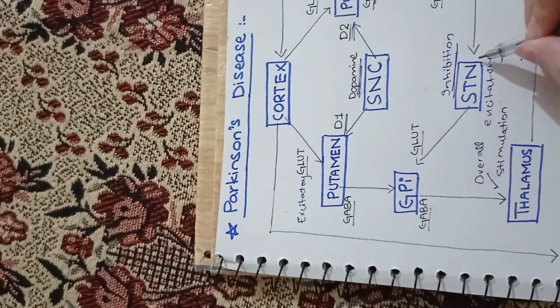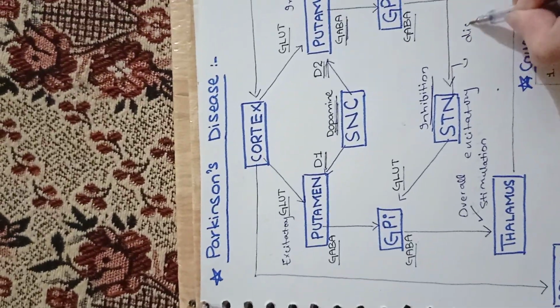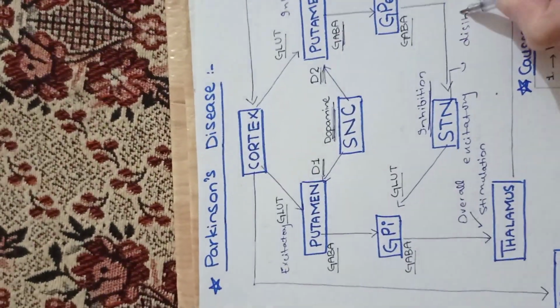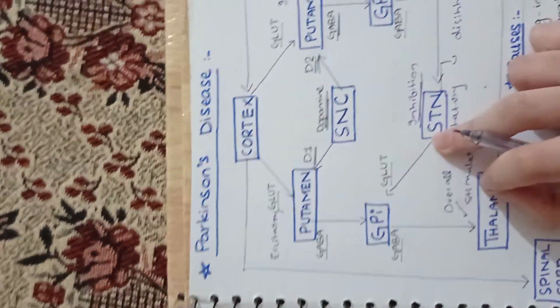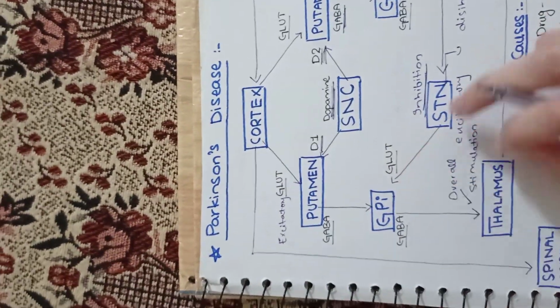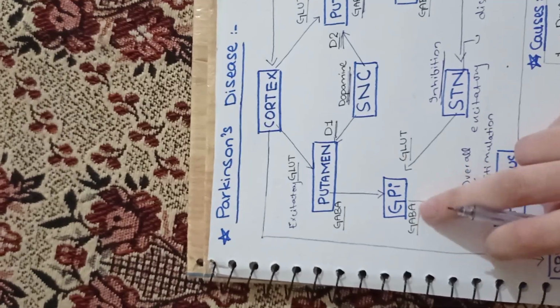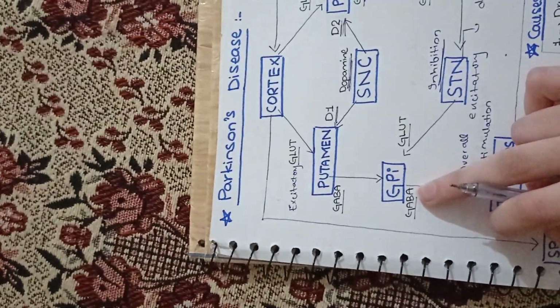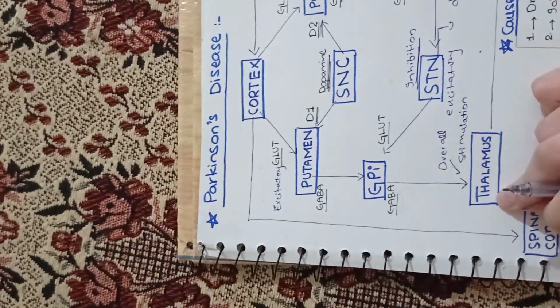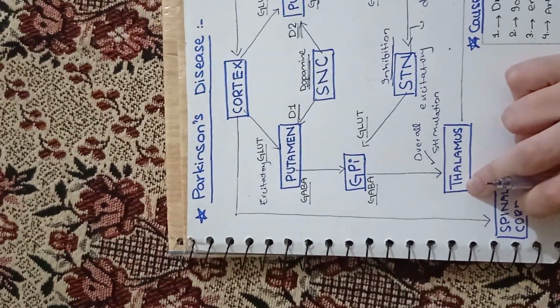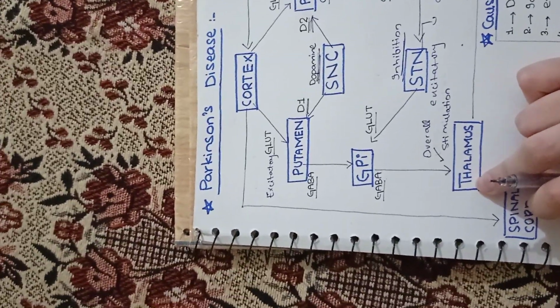So there is now disinhibition of the subthalamic nucleus. So these glutaminergic neurons in the subthalamic nucleus will excite these GABAergic neurons, and there will be increased inhibitory output to the thalamus. Now the thalamus will be inhibited.